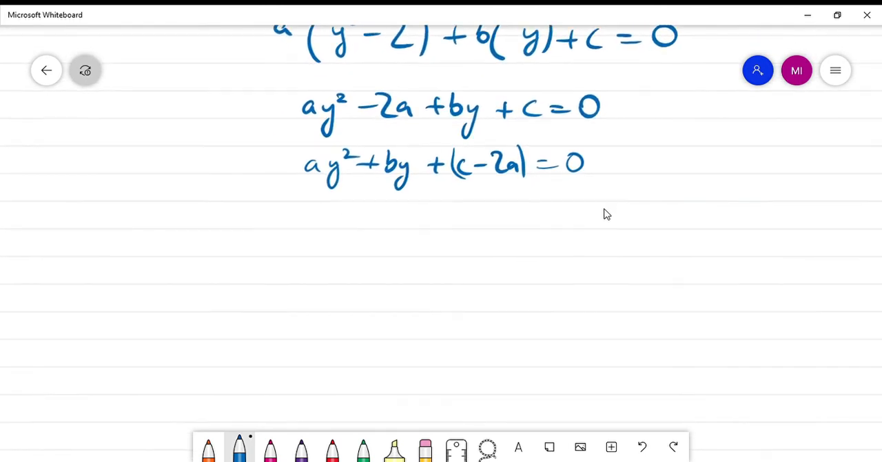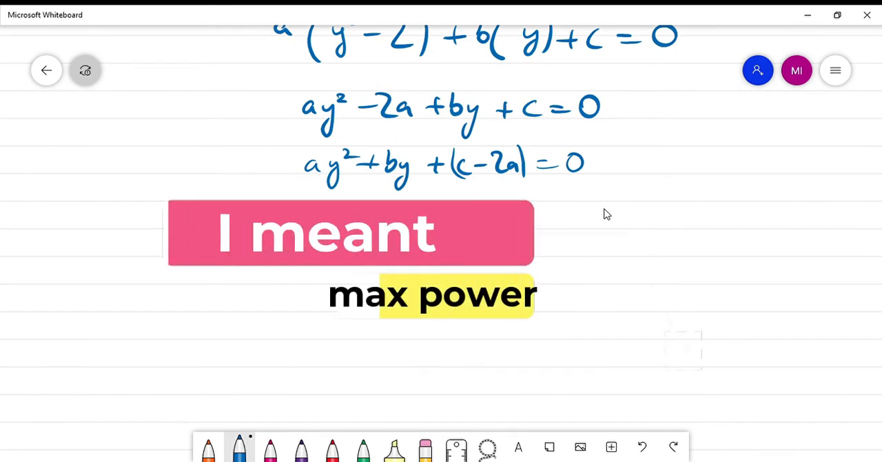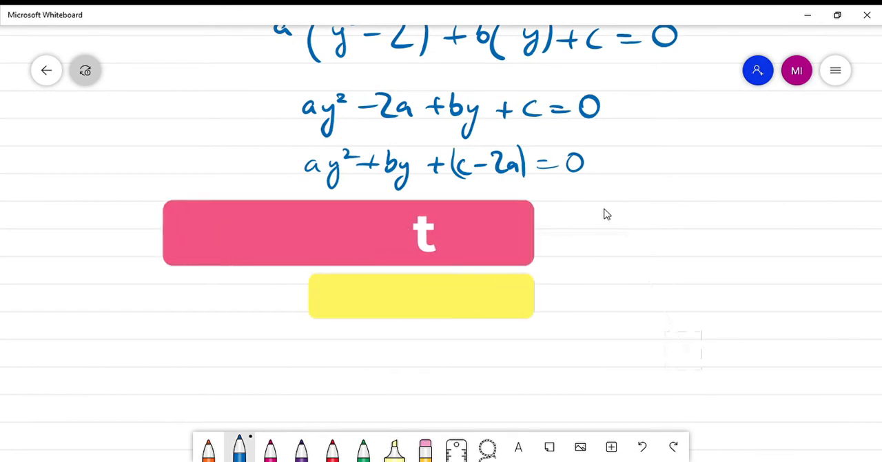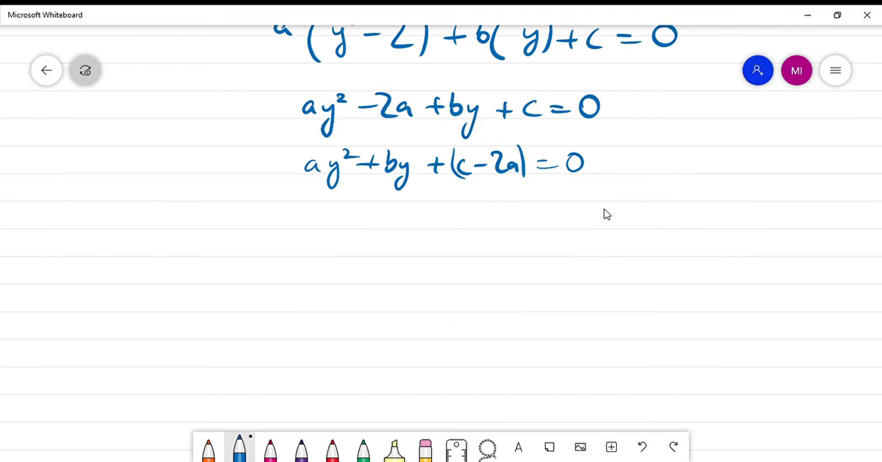So pretty much that means, since the max power of the variable right now is 2, we have a quadratic equation which we know how to solve. We can use any method that we like, and we'll get the values, the roots, and then we're going to put them in the relationship x plus 1 over x is equal to y.